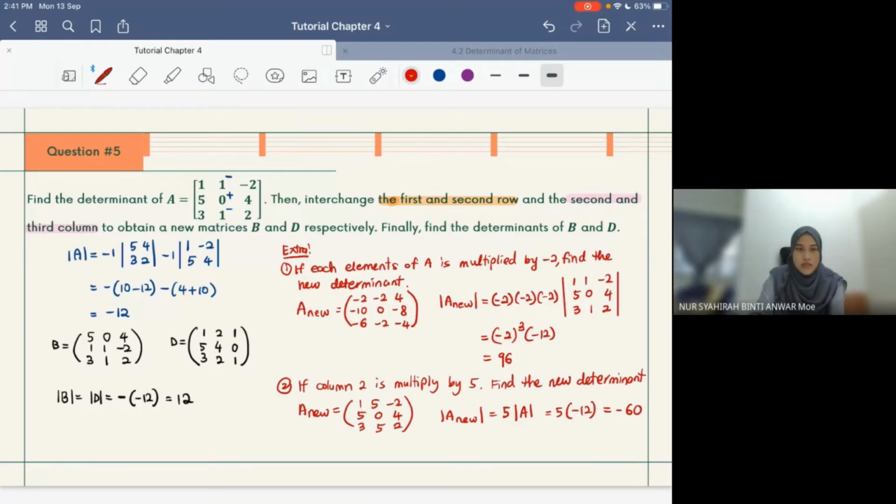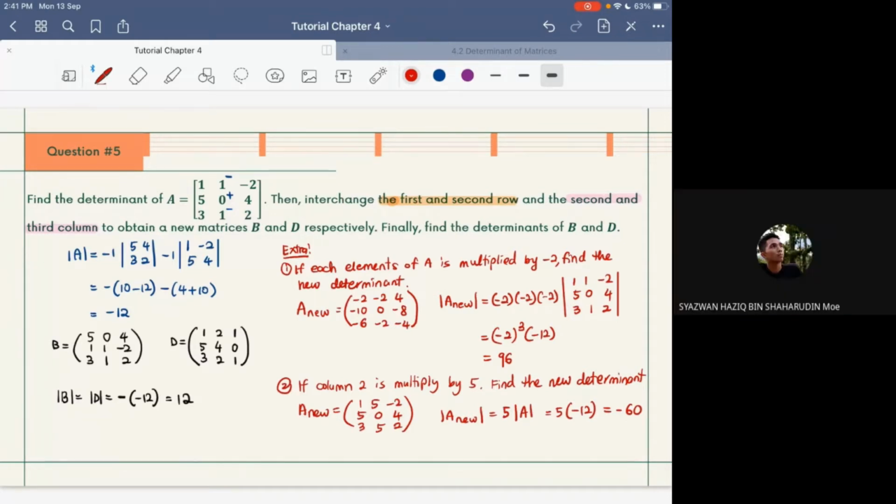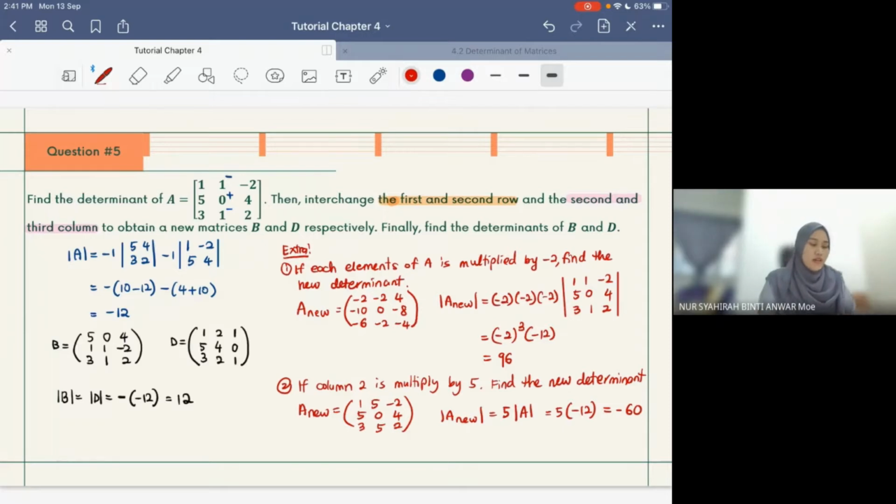Okay, yang properties of determinant ini boleh faham ke? Boleh, madam. Boleh. Okay.